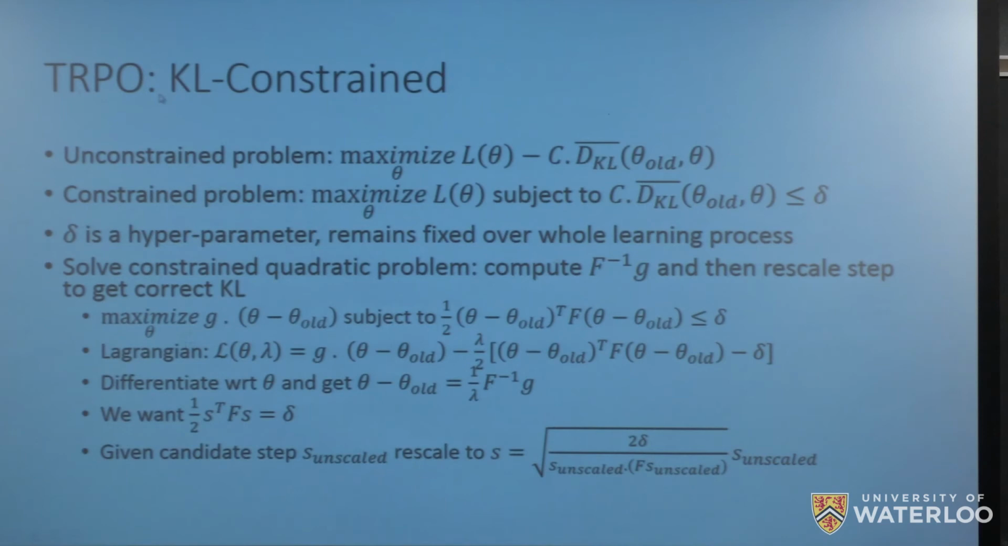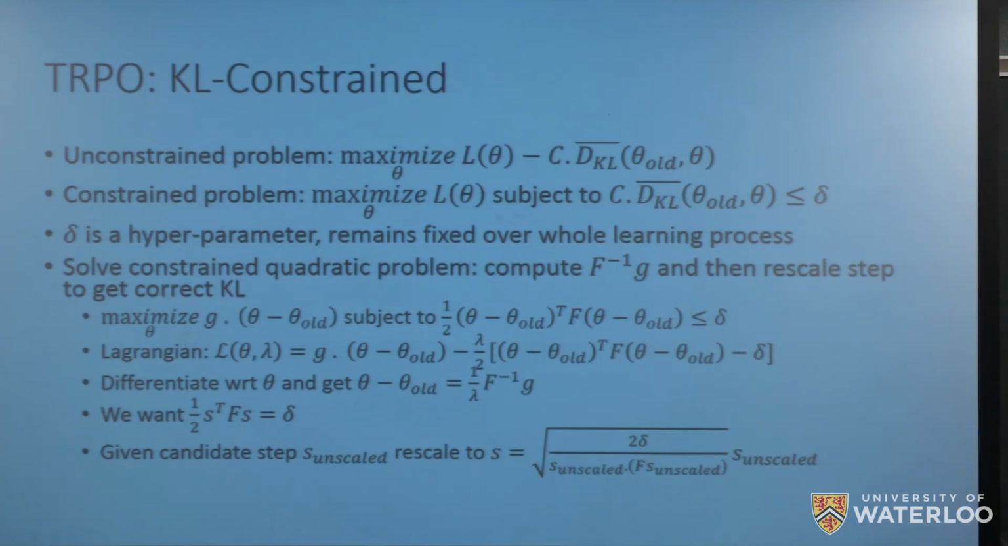So what is TRPO? What we discussed so far was that we simply have to maximize this particular term in terms of theta. But in TRPO, they put a hard constraint on this particular equation. They said that we have to maximize L theta with respect to theta, subject to this KL divergence term being less than or equal to delta. The solution remains almost the same. First, this delta is a hyperparameter that remains fixed over the whole learning process.